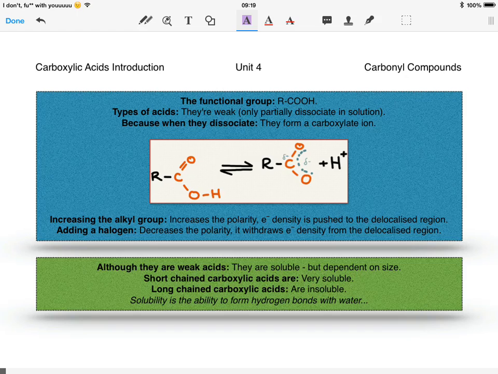This is my third video on the carbonyl compounds, and this time I'm going to do an introduction to the carboxylic acids. So the functional group for these is RCOOH. The types of acids, well, they're weak acids, and this means that they only partially dissociate in solution.